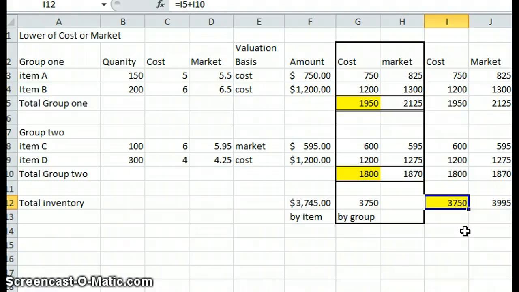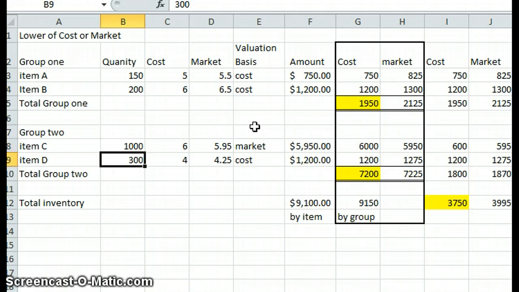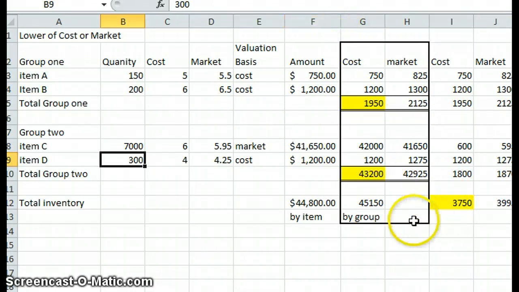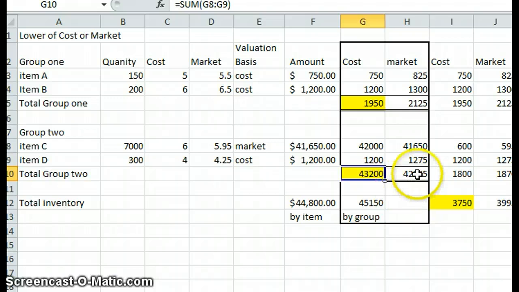If things were a little bit different, let's just change this to 1,000 for a second. Oh, still not enough. What if I change this to 7,000? There, it might work now. Yeah, so you can see here then this 4,300 would actually be higher than the 4,295.